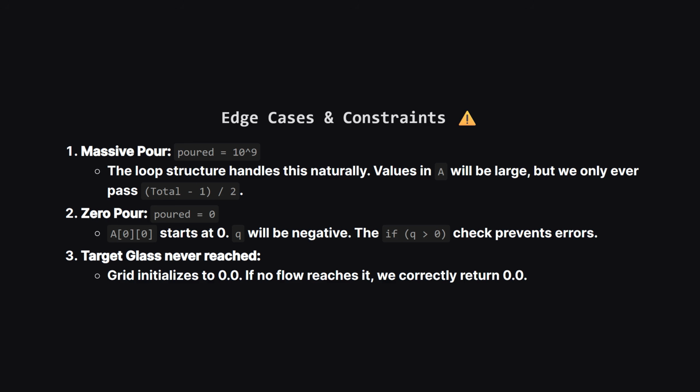We should consider some edge cases. What if we pour 1 billion cups? The number at the top will be huge, but our logic holds up fine. We just keep splitting the excess. The standard double precision float handles these values easily.